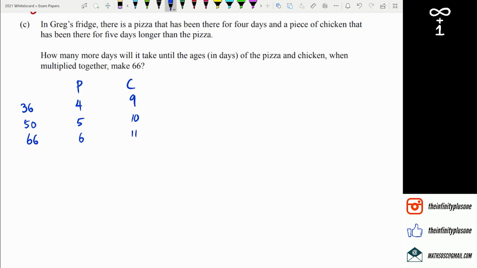So, to be honest, this question I can do without algebra, with a couple of steps, and I've got 66 as my answer right there. When the pizza is 6 days old, the two days when multiplied are going to equal 66. But welcome to MCAT. You've actually got to show the working for how you get this. We've got 4 plus D times 9 plus D equals 66.